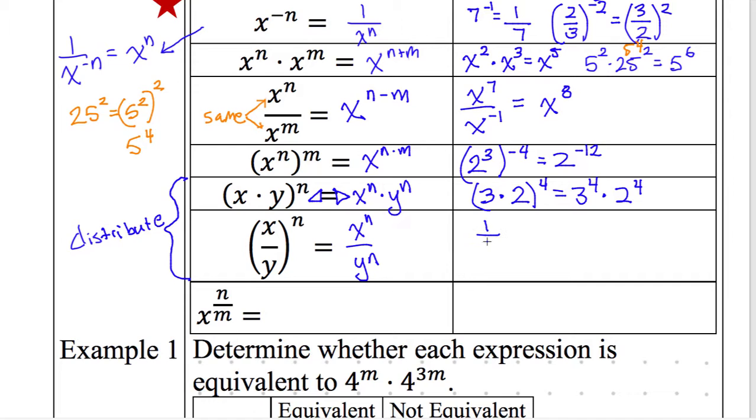For example, 1/2 to the power of 3 is equal to 1 over 2 to the 3, or 1 to the 3 over 2 to the 3, which is equal to 1 over 8. There's a cool little example.